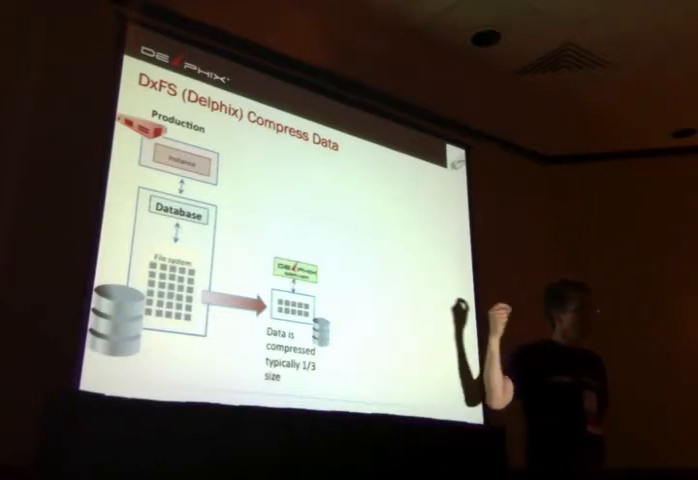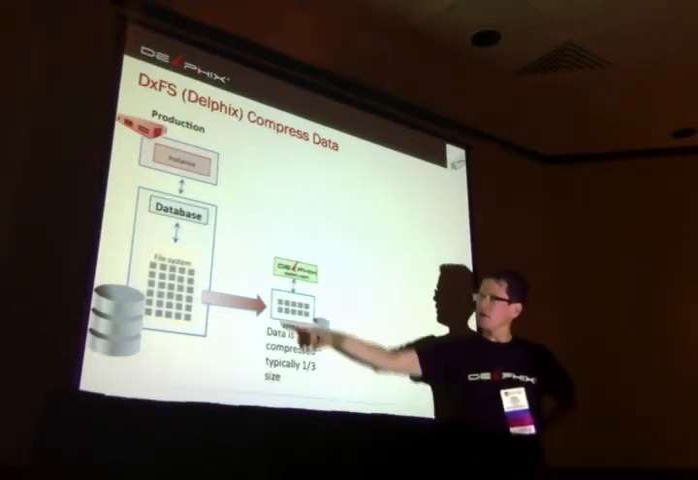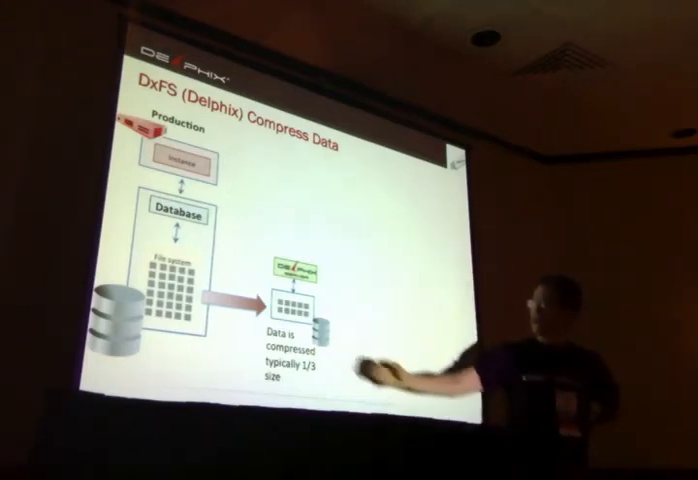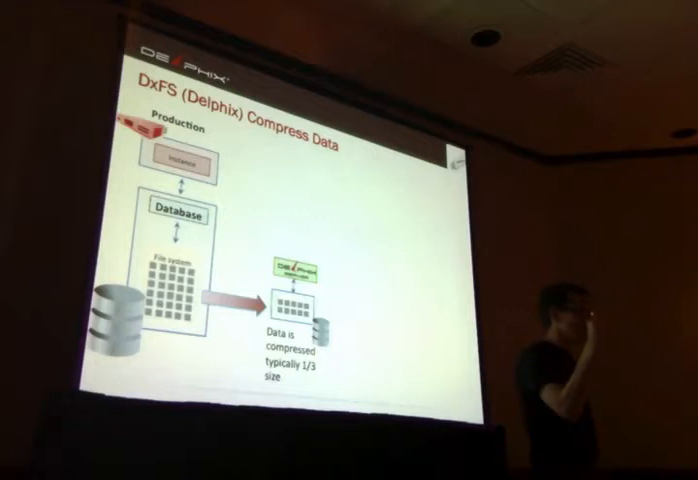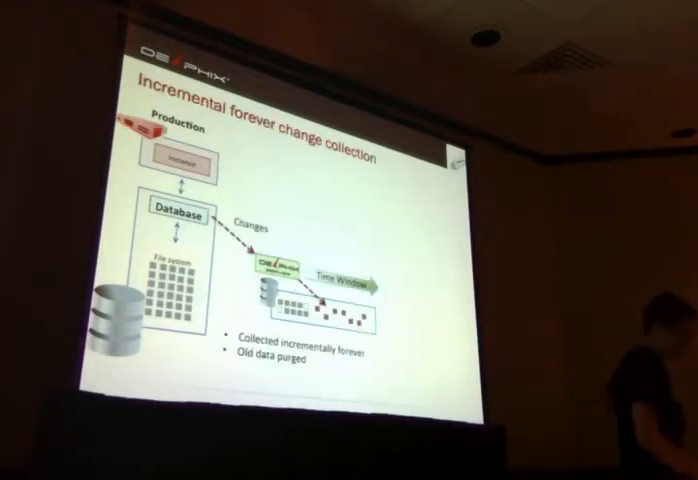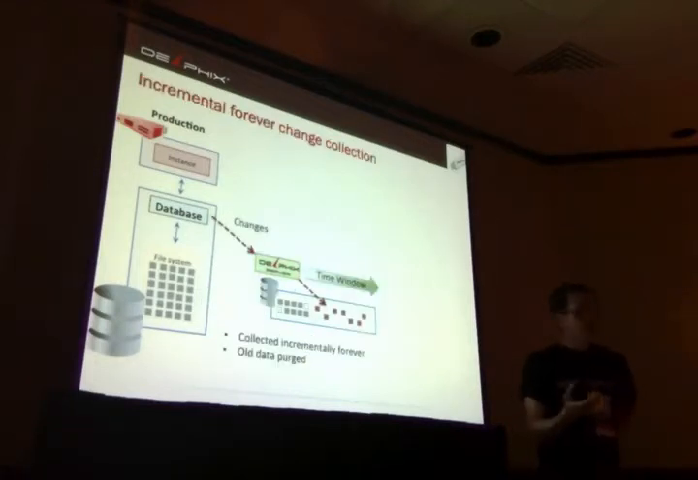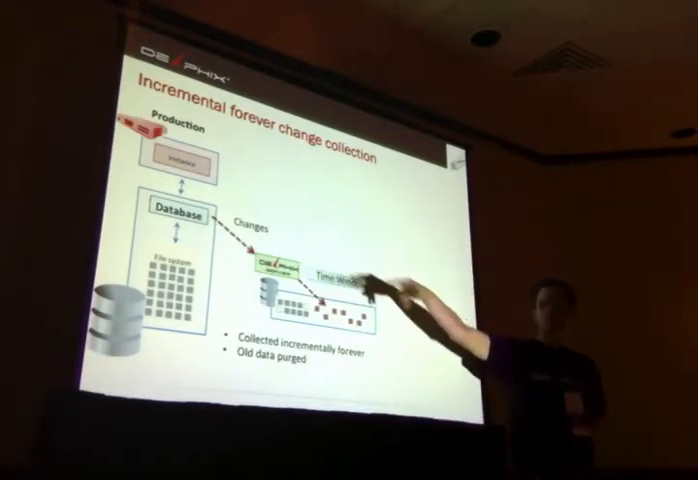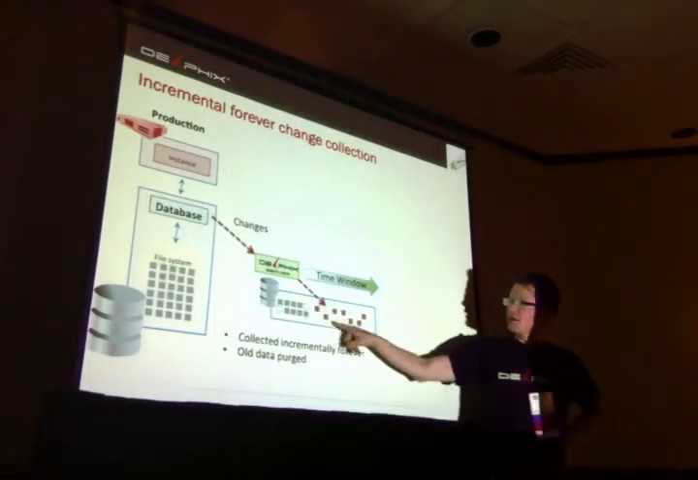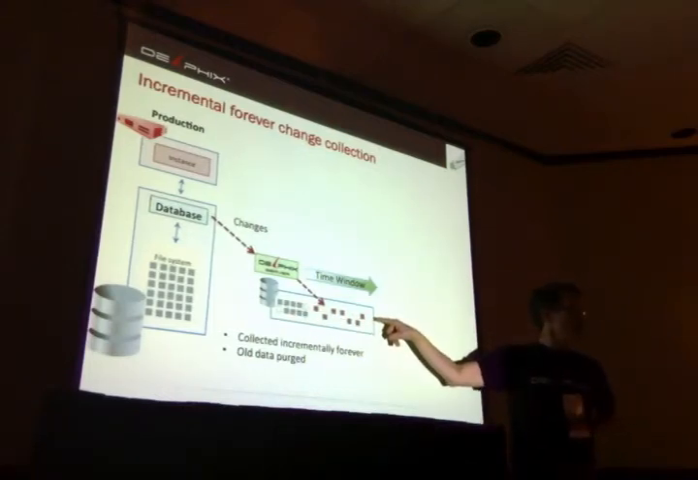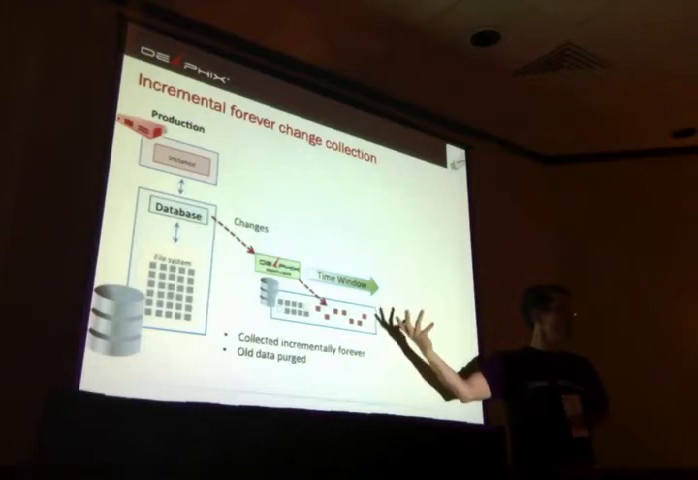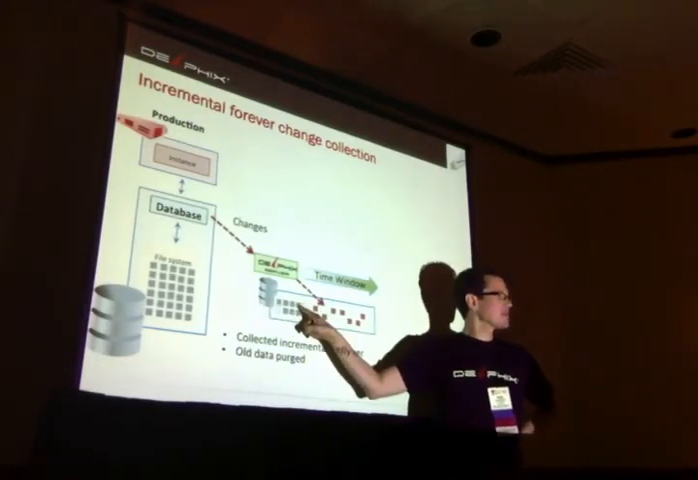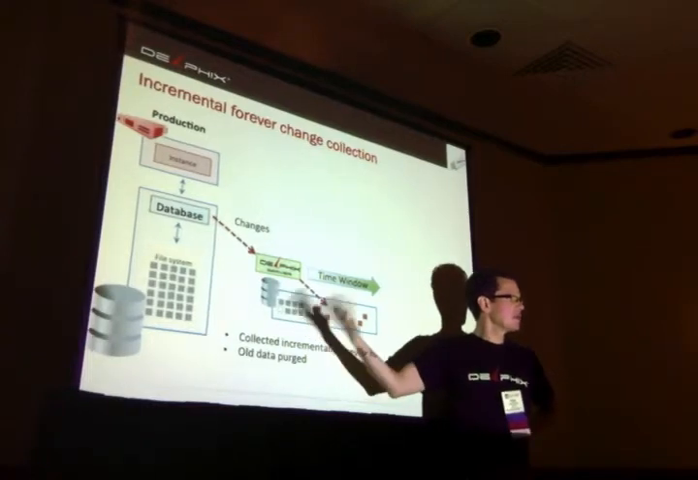When I link, the first thing it does is take a full backup of the source database. It only does this once and never does it again, and that backup is typically compressed by 1/3. After that initial backup is taken, then incrementally and forever, we collect the changes that come into that source database. I incrementally collect the changes in what we call a time window. By default, it's 2 weeks, but it could be 2 months or 2 years, however you configure it. Any data from that original backup that's aged out of the time window gets purged.